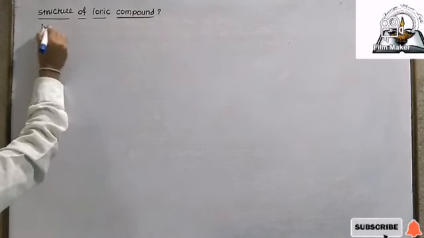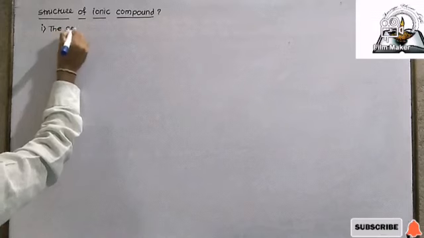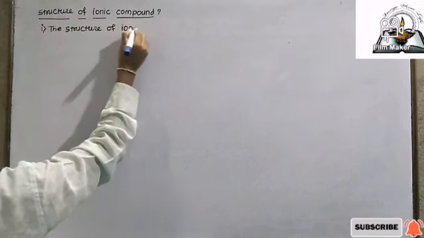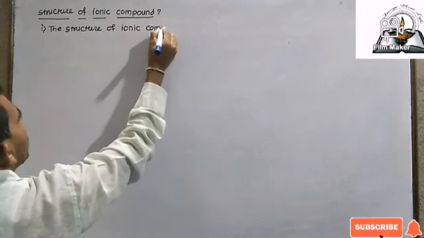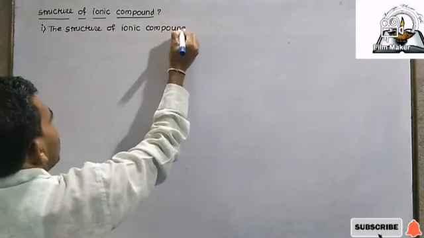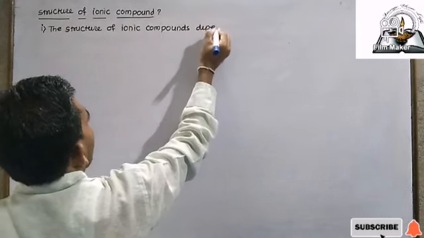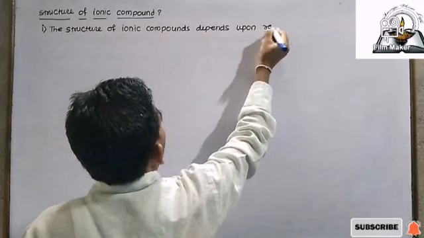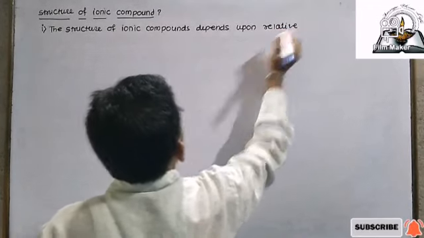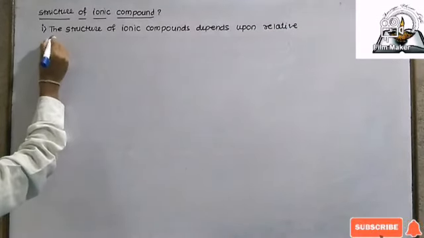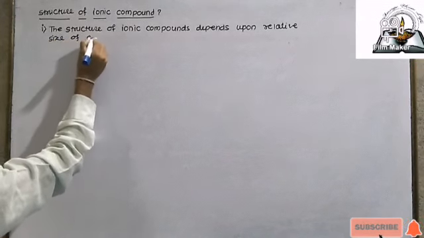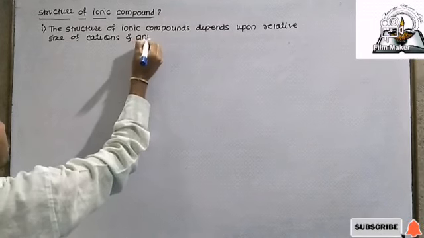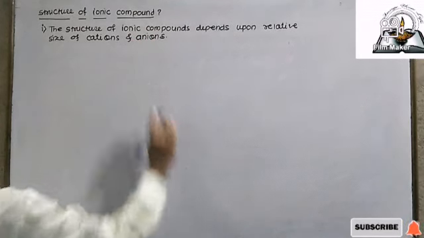So the structure of ionic compounds depends upon the relative size of cations and anions. That is the structure of the compound.